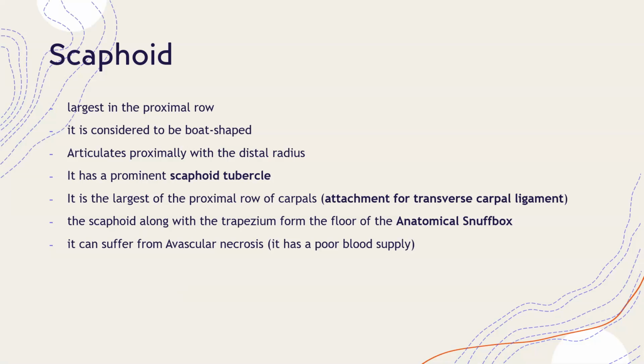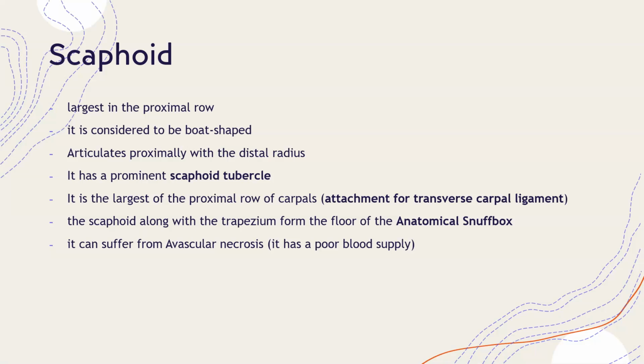So let's start with the proximal row first. Again, we're going to go from lateral to medial. So we're starting in the proximal row lateral. The first bone is called the scaphoid. It is the largest of the proximal row. Its name represents the thought that it looks a bit boat-shaped. It does articulate proximally with the distal radius. It does have a very prominent scaphoid tubercle.